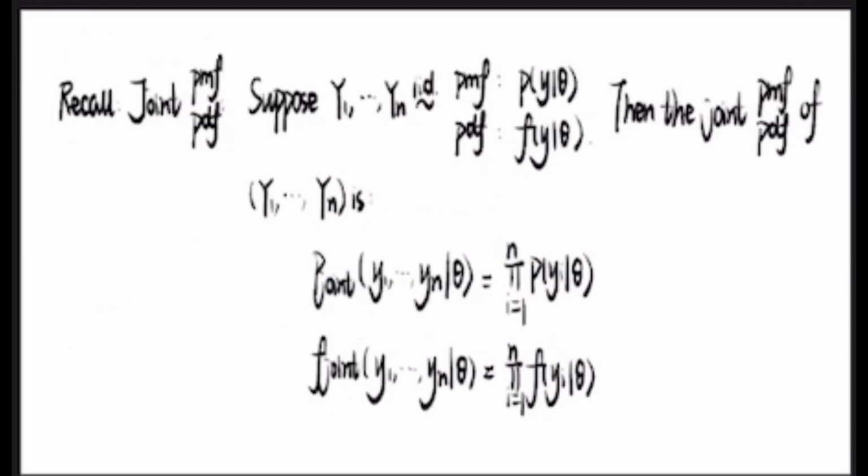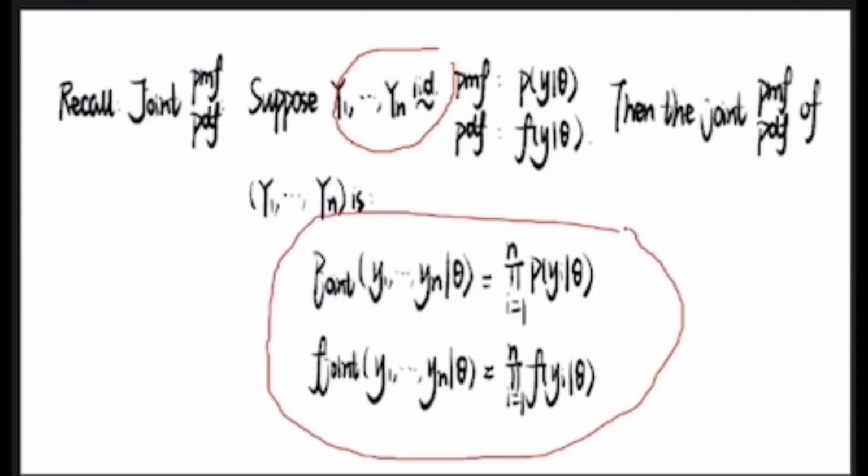Now, if I have Y1 up to YN IID, the likelihood function is the same as the joint PDF for continuous, joint PMF for discrete. What do I mean by that? Mathematically speaking, the joint PDF or joint PMF is to multiply the distribution across the sample size.